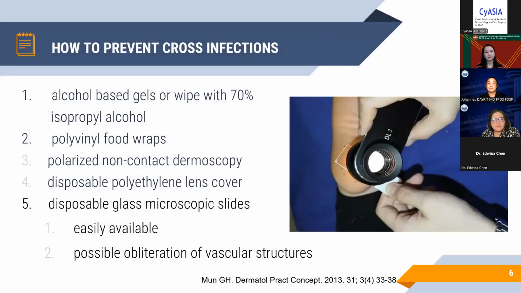So how do we prevent cross-infections? Basically, in my practice, I use alcohol-based gels or chlorhexidine gluconate 5%.